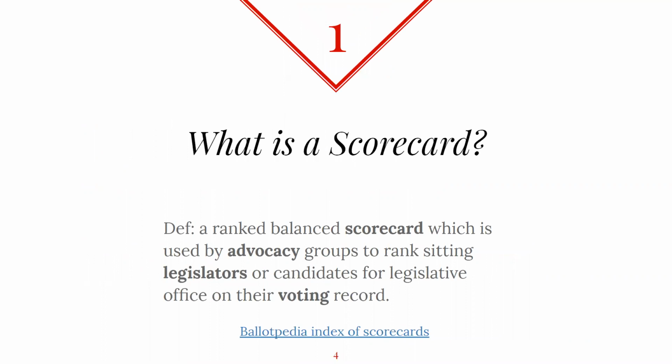So first, what is a scorecard? A scorecard is a tool that allows advocacy groups or organizations to let legislators know what they think of legislation. Scorecards will rank bills positively, negatively, and then usually it's made public so legislators can see how your organization views legislation, and your stakeholders can see how your organization views legislation.